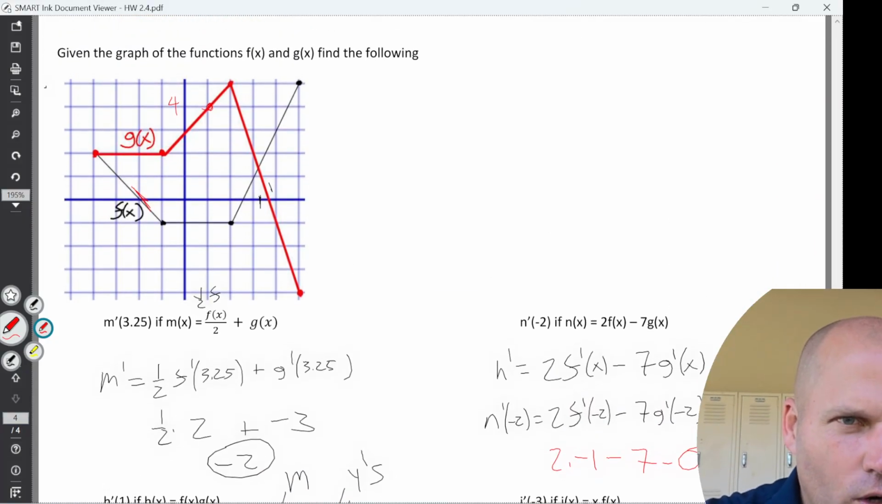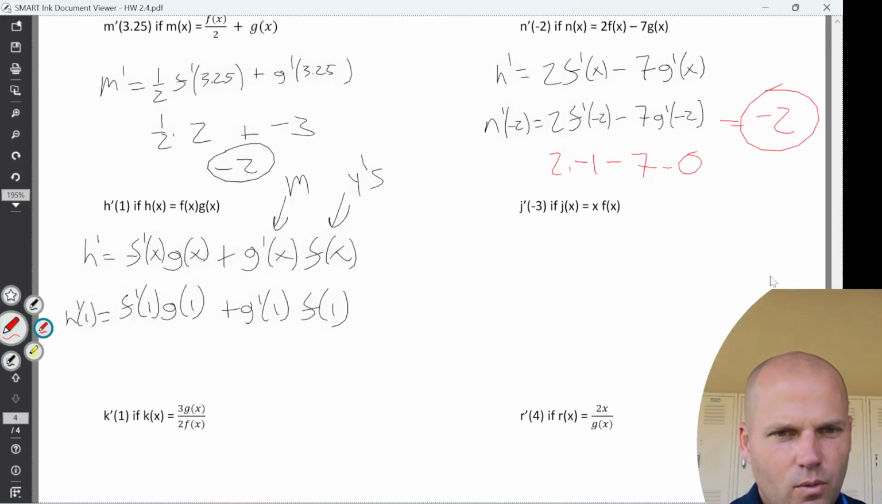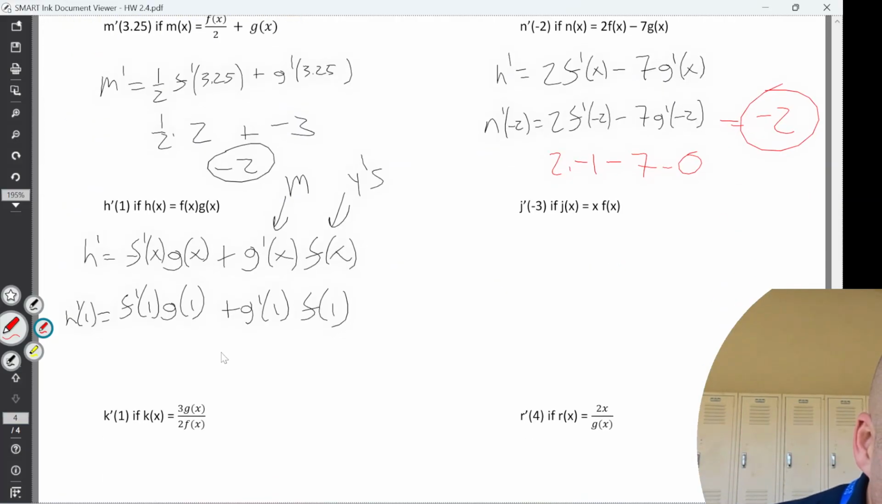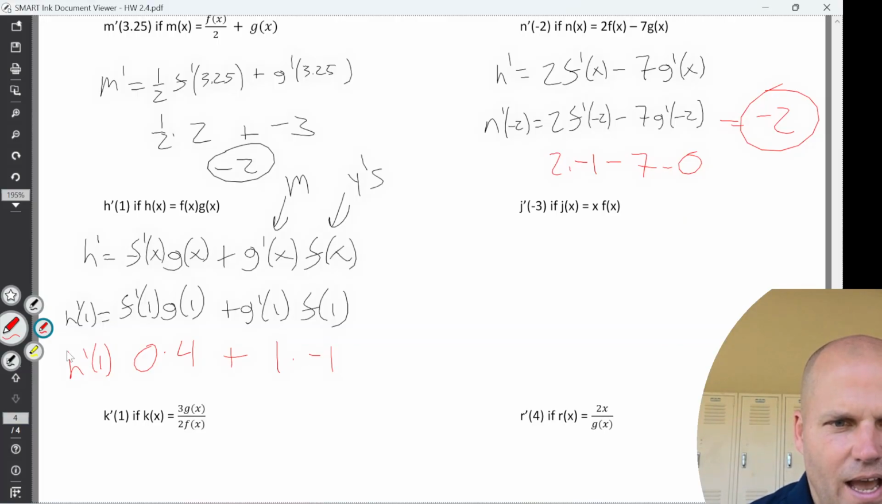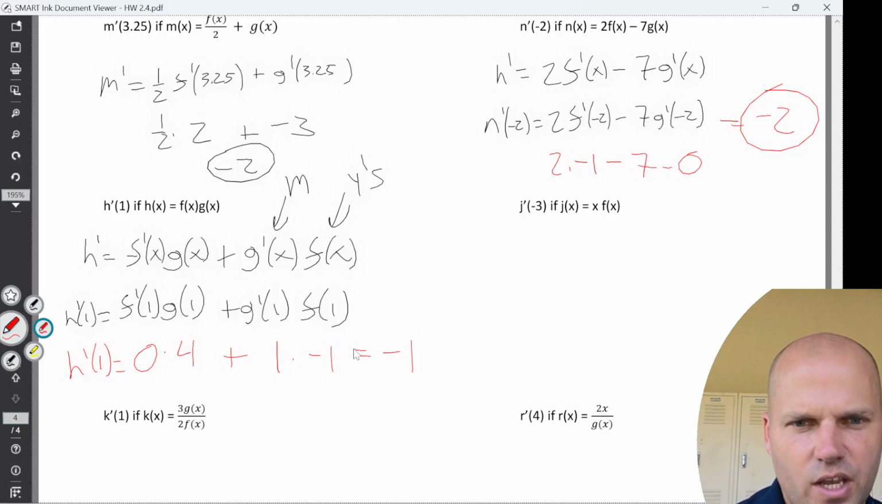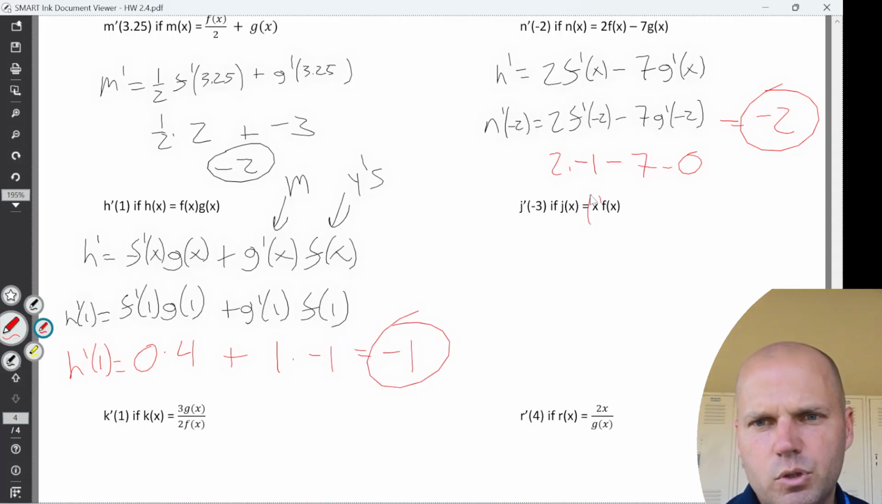Y value 4, slope 1. Y value of g is 4. Slope of f is 0. Ooh, cool. Slope of g at 1 is 1. F value at 1 is -1. Okay, go look up at y values, look at m's, and you enter. Okay, it's another product. Use the product rule.